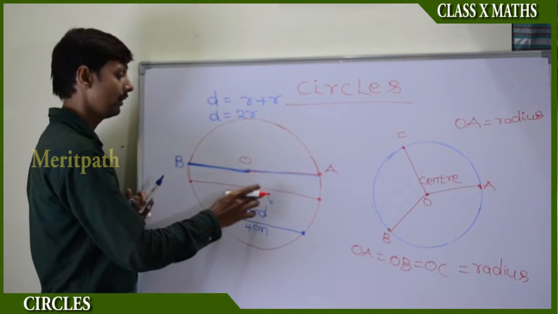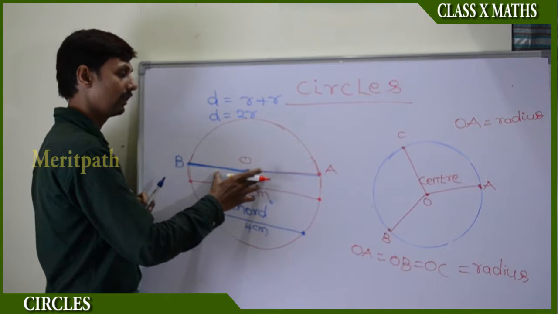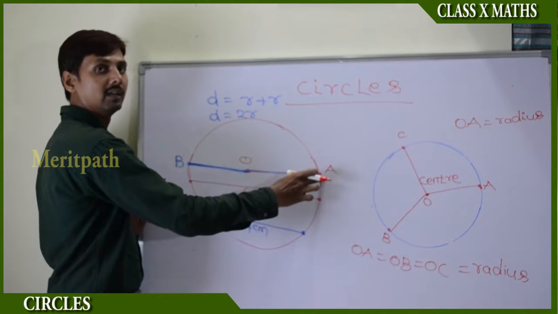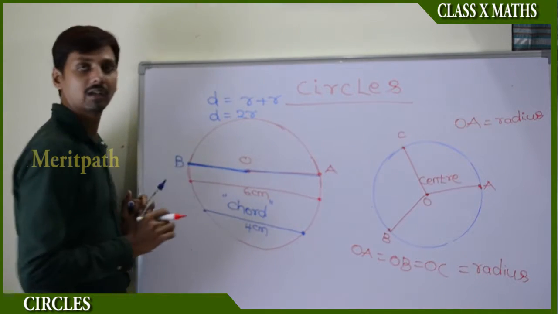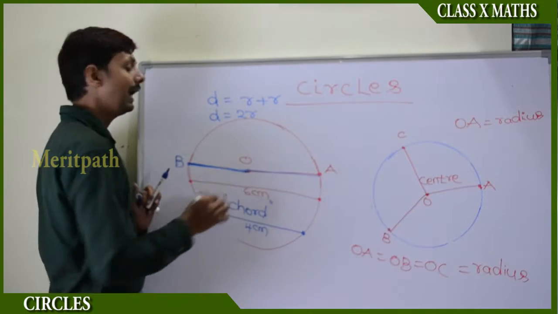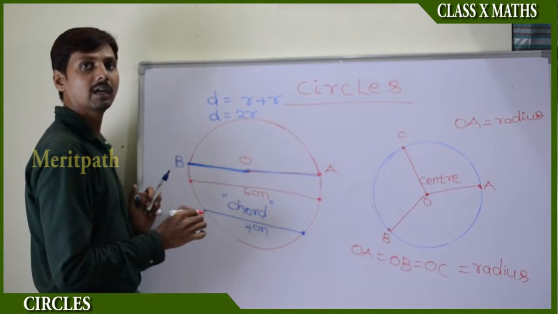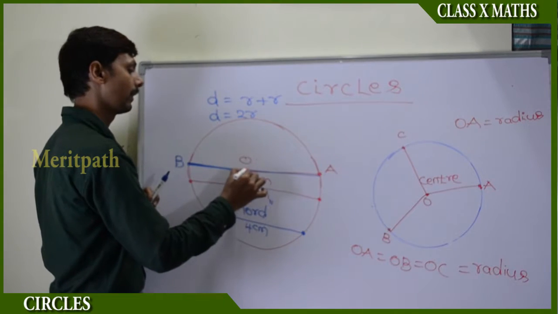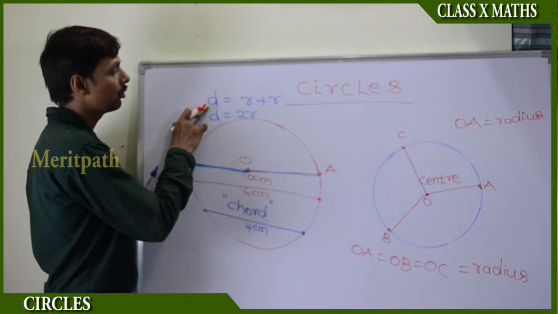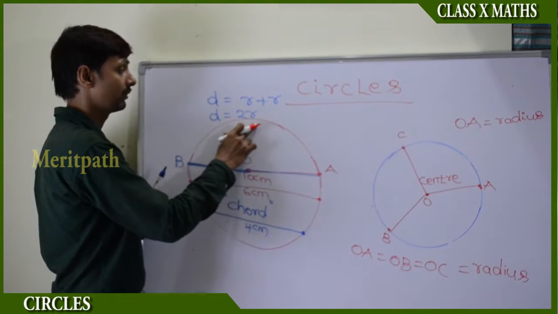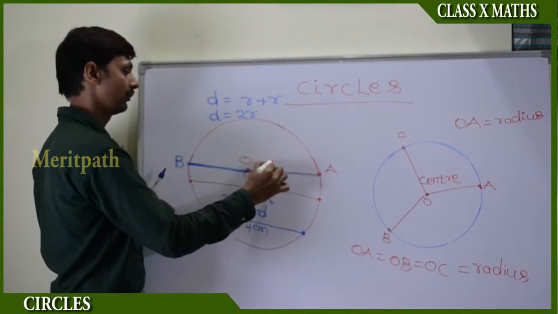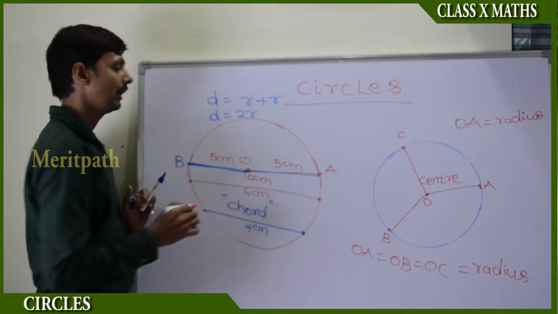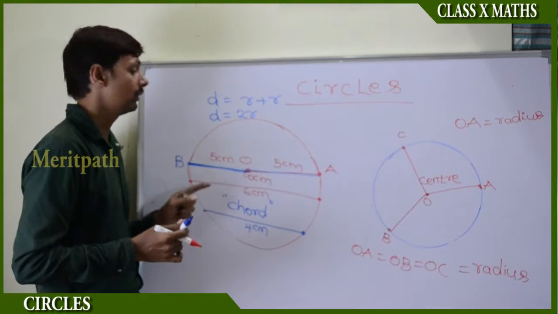For example, when we observe this chord above the chord, this is also called a chord, because when we join two points on the circle, it's called a chord of the circle. And then we understood that the diameter is also a chord of the circle, and this is 10 centimeters. We have discussed that the diameter of the circle is 2 times the radius. So OA is 5 centimeters and OB is 5 centimeters, and then it's equal to the diameter of the circle.